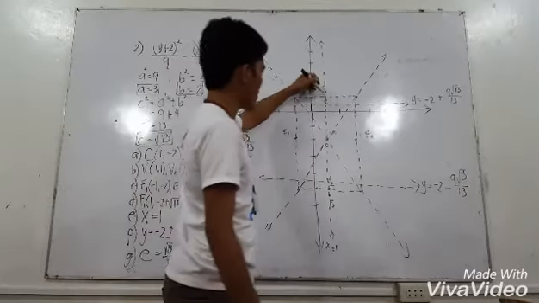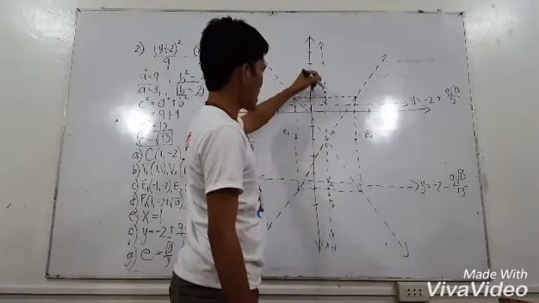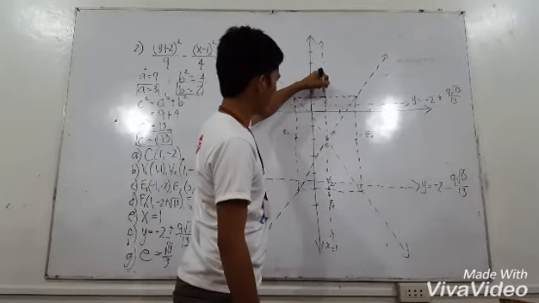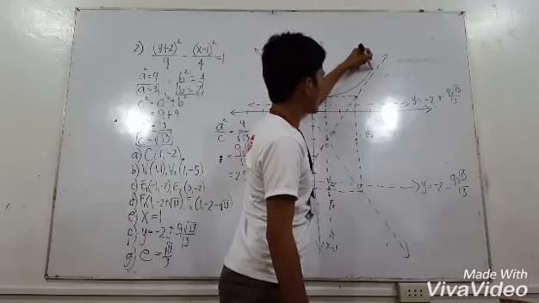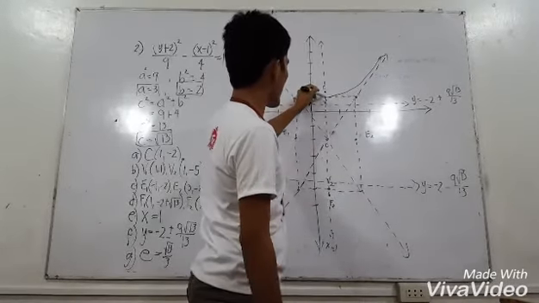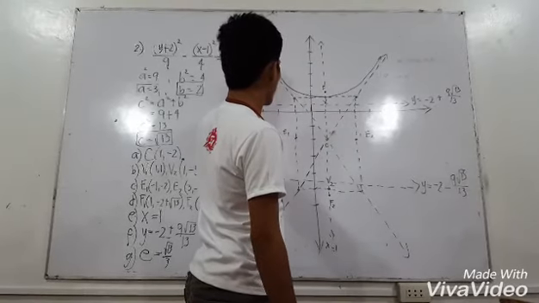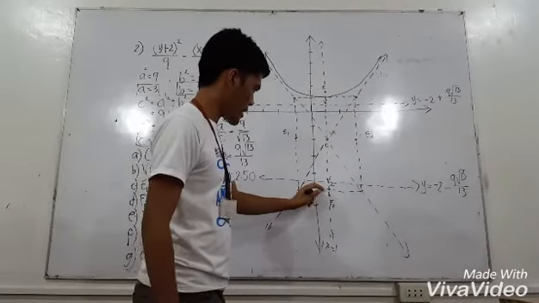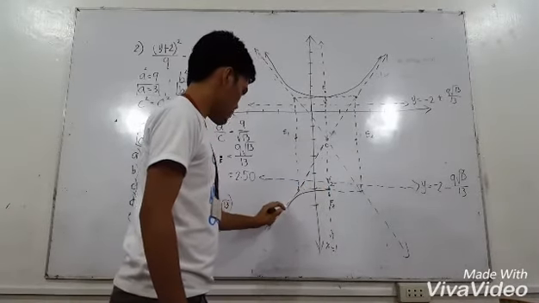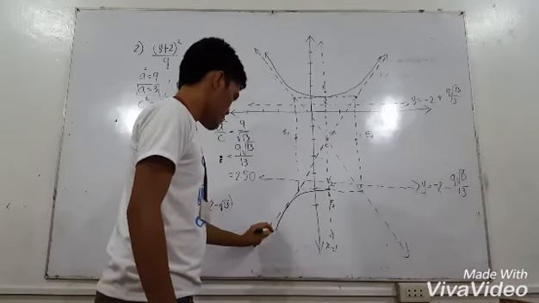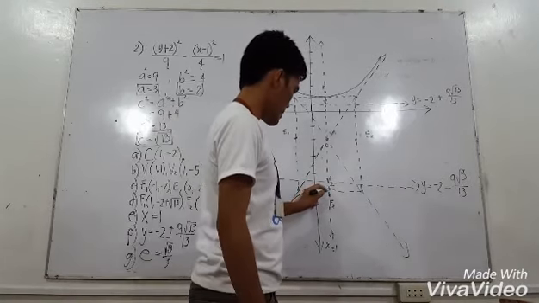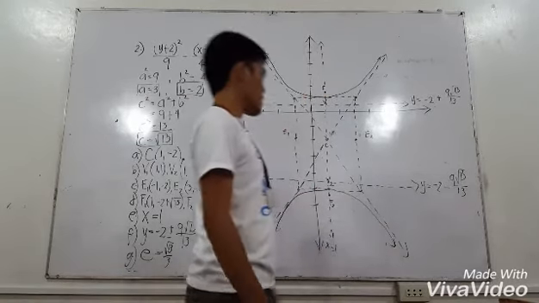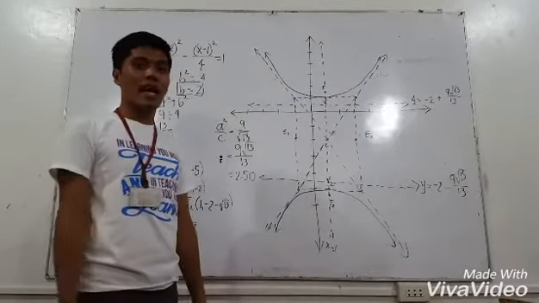Okay, from the vertex, class, we draw the curve that approaches the asymptote. So we have this one. Another one here. Okay, and at the bottom we have, from the vertex, another curve. Okay. So this is now the graph of the hyperbola.